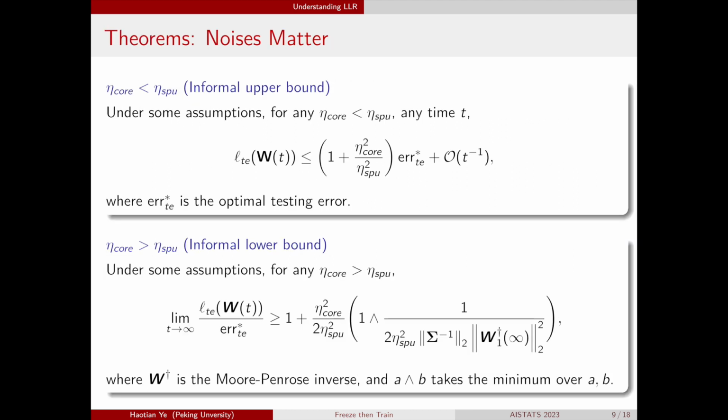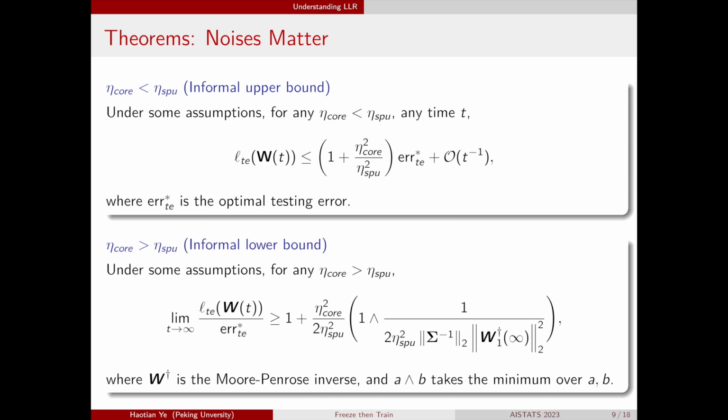So our informal theorem is shown here. There are two parts to our theorem. First, when the core noise is much smaller, which means eta core is smaller than eta Spurious, under some assumptions, for any eta core, any eta Spurious, and any time t, we can show that the test regret of LR is upper bounded by 1 plus an additional term times the optimum error. And this term is the ratio between eta core and eta Spurious.